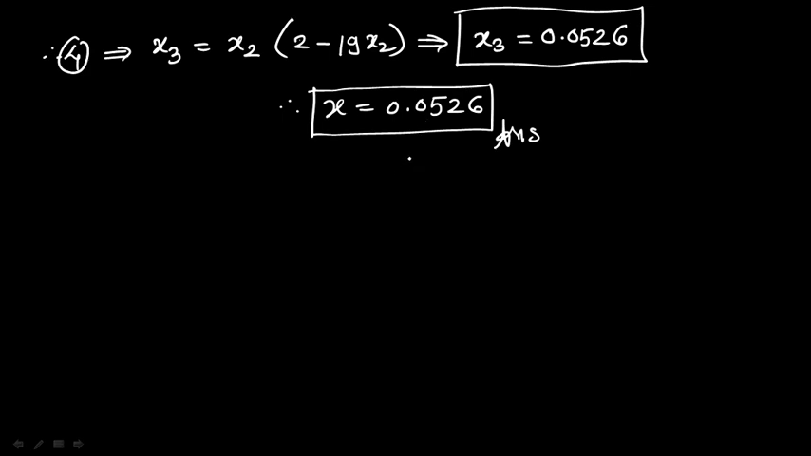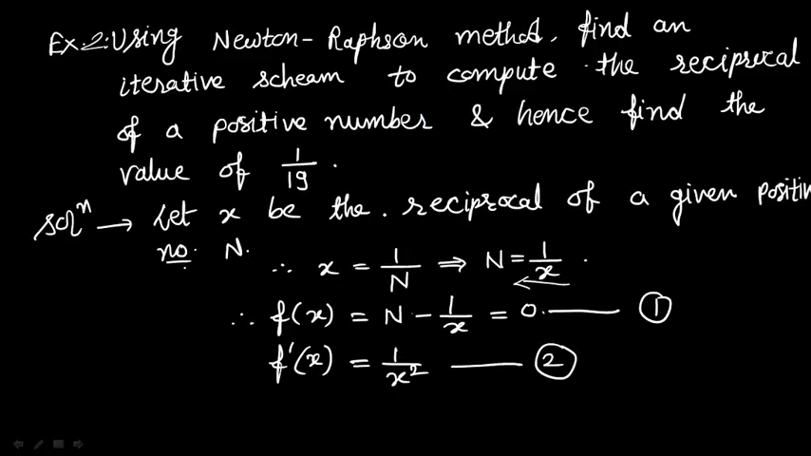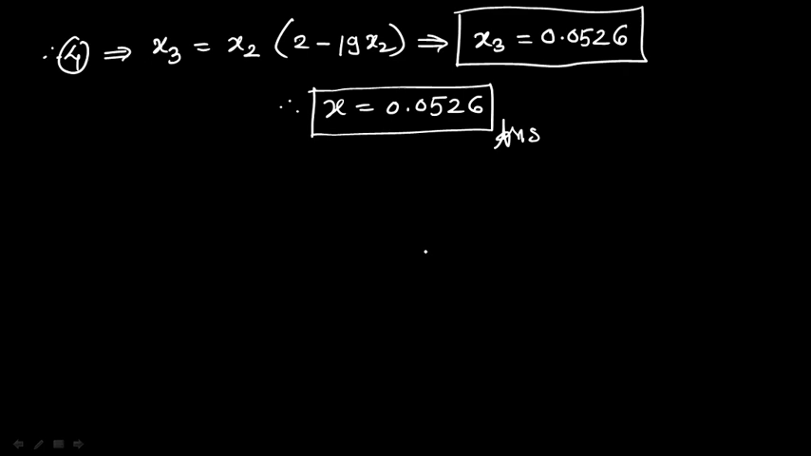That means 1 by this value equal to, here x equal to 1 by n. Therefore, 1 by 19 equal to the value by using calculator. In this way, we solve the transcendental as well as algebraic equations, and we can find any values by iterative scheme. Thank you.